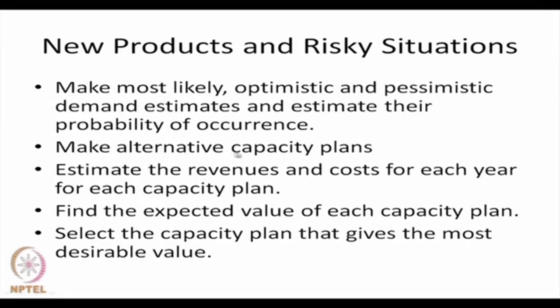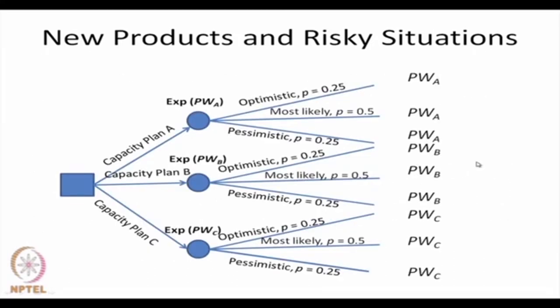Then make alternative capacity plans as we had done earlier and estimate the revenues and costs for each year for each capacity plan, this also as we had done earlier. Now, we find the expected value of each capacity plan and select the capacity plan that gives the highest expected value. This we shall illustrate with the help of an example. This is called a decision tree, and the approach taken here to evaluate and find the best alternative is known as the decision tree approach.